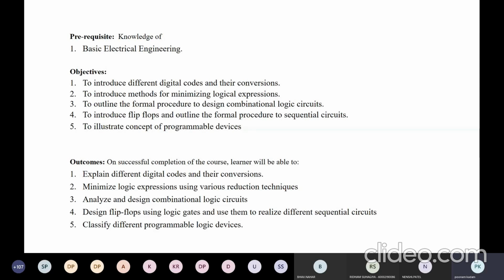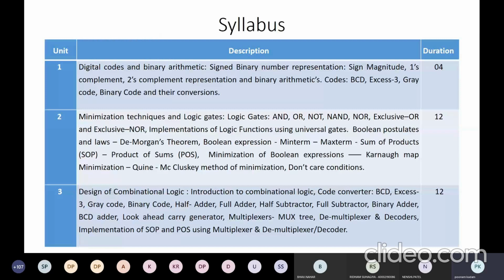Before I start with this course, let me just take you through the syllabus, so that you understand what will be covered in each unit of this course. The first unit of this course basically deals with digital codes and binary arithmetic. Here in this unit, you will learn various digital codes which are available, and you will learn how to convert from one code to another digital code.